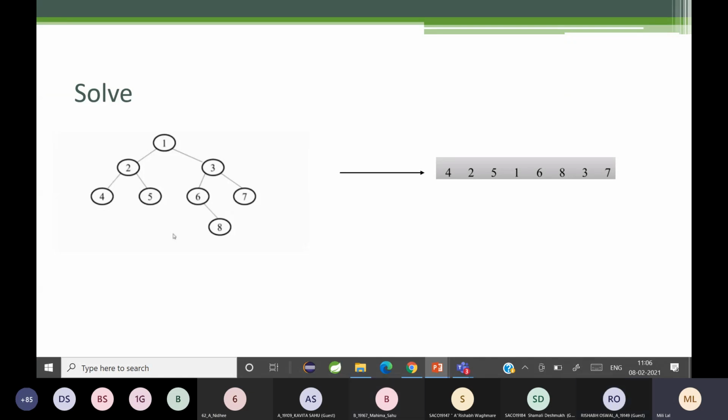Then after completing that, you come back to 3. And after 3, you go to the right, that is 7. So the nodes visited will be 4, 2, 5, 1, 6, 8, 3, 7 in that order. Is it clear? What about others? Okay. Clear?